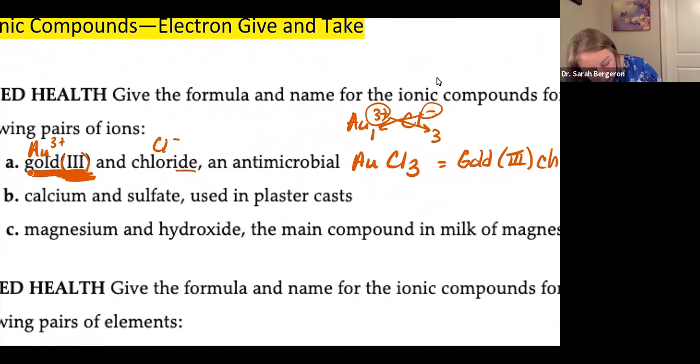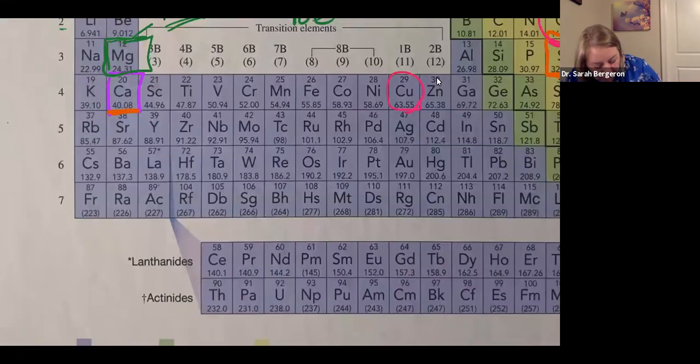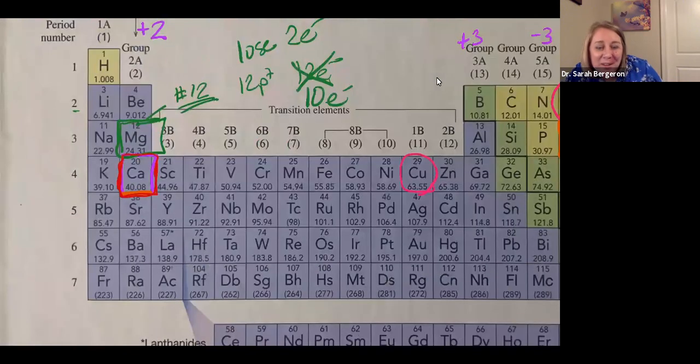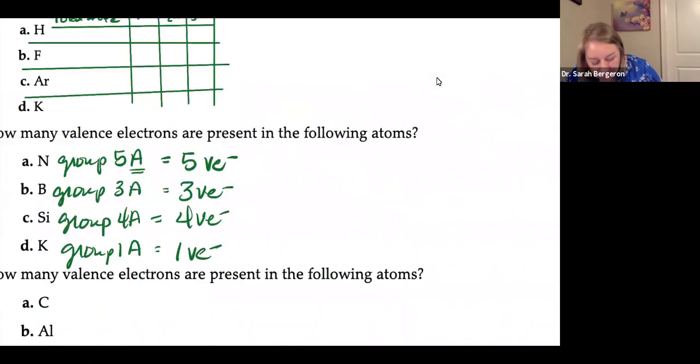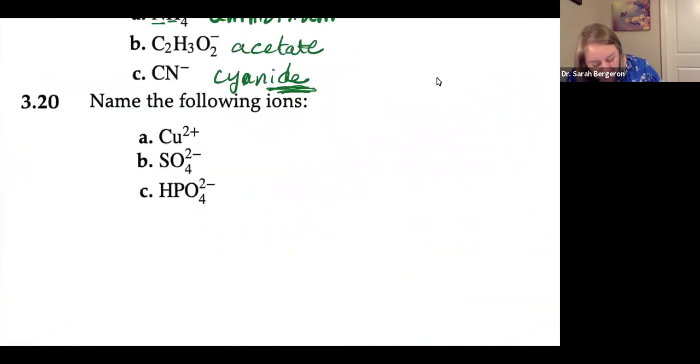Okay, calcium and sulfate, used in plaster casts. I'm going to say calcium. I need to find it on the periodic table. Calcium is right here. How many times have we done calcium? I've drawn on it like 3 times. Calcium is a +2. And we had sulfate. Oh, sulfate, I'm going to have to look at a table that has my polyatomic ions. Let me go write that one.